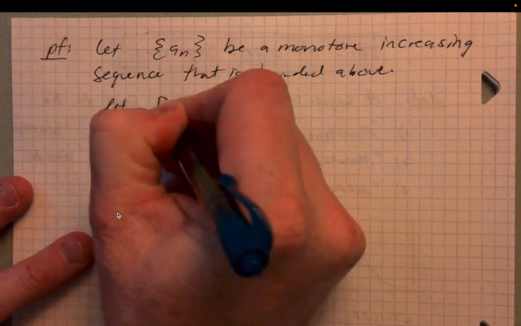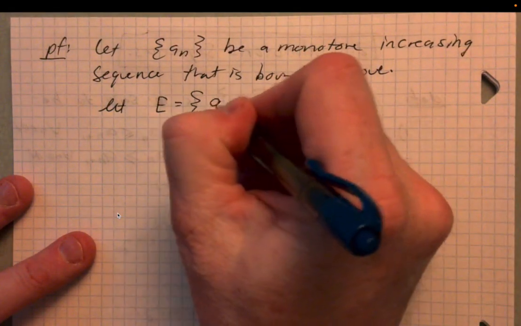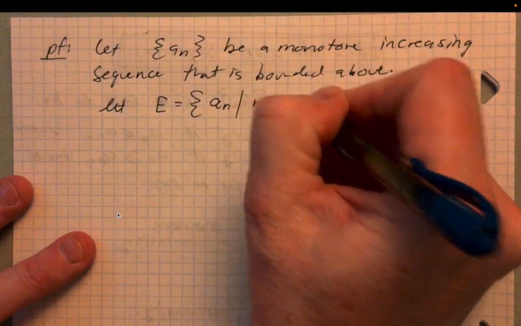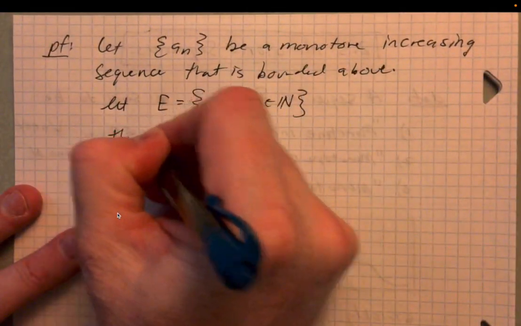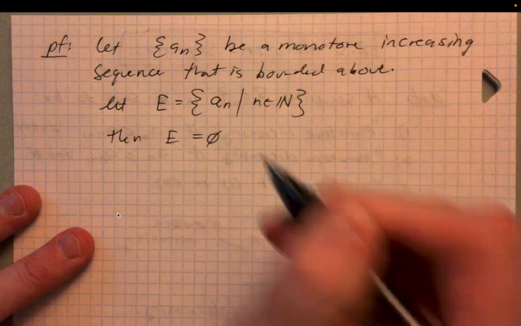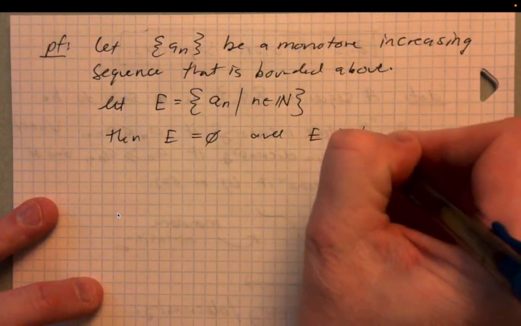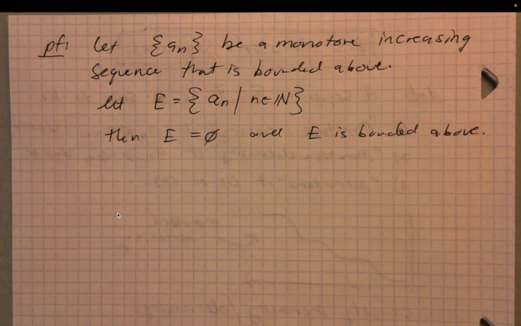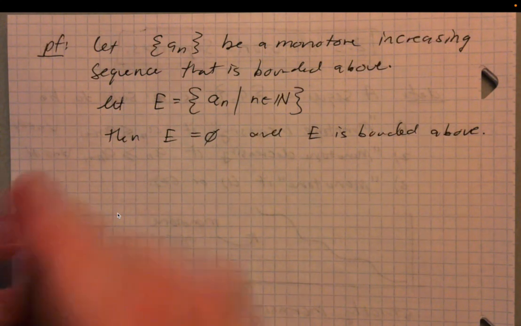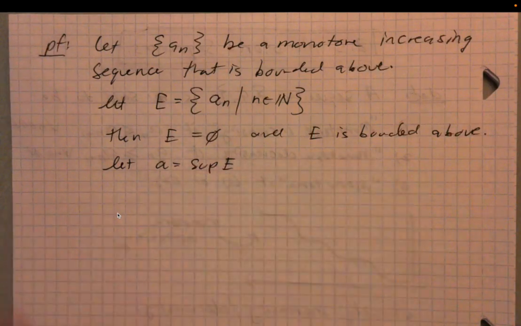let E equal the set of elements in the sequence. So a sub n such that n is a natural number. Right, and so we know that E is non-empty and E is bounded above. Okay, so this is all just assumptions at this point. So let's go ahead and let A equal the supremum of E, right? So the least upper bound of the set E.